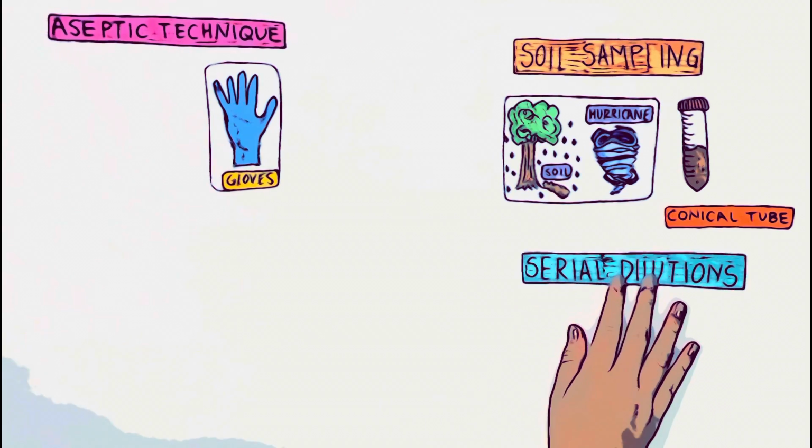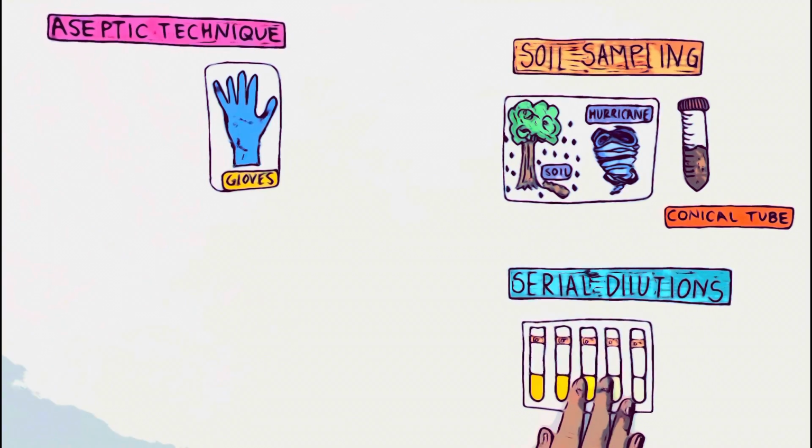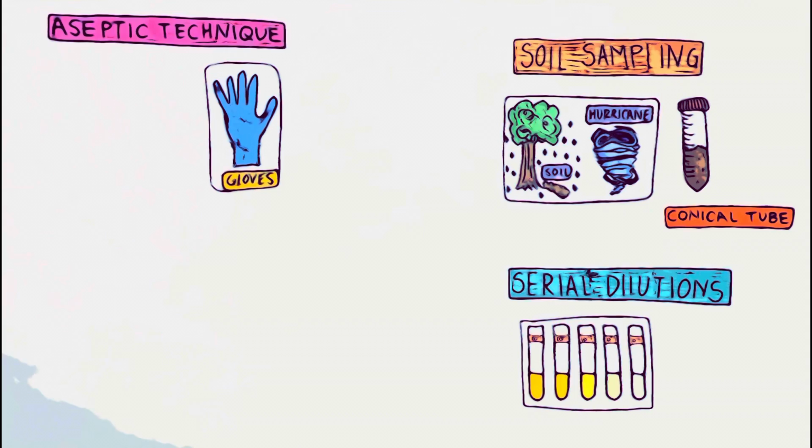Next were serial dilutions. To quantify the biomass of the soil sample, microbial counts were done. In most samples, bacteria ranges from tens of thousands to millions in such small samples. By diluting the sample using serial dilutions, the number of bacteria in the sample becomes more realistic to count.